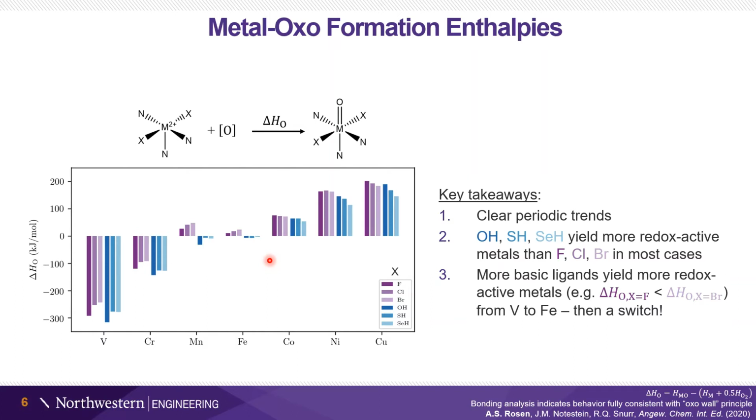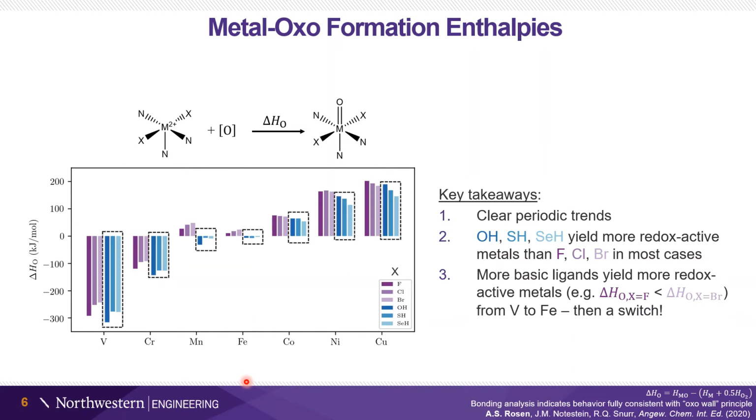The second takeaway is that if we look at a given metal and we compare the different energies associated with the bridging ligands, what we find is that the metal-oxo formation enthalpies tend to be more exothermic for the bars in blue, which are the OH, SH, and SeH bridging ligands, as opposed to the halogen ligands shown in purple. And this tends to hold for all of the metals that I've considered here. So this is one useful design rule.